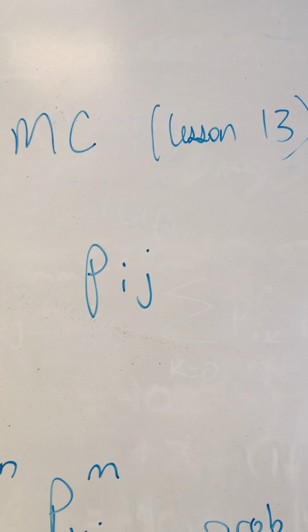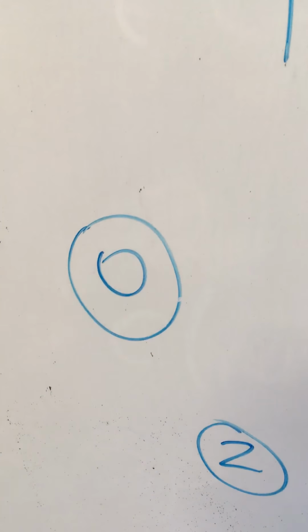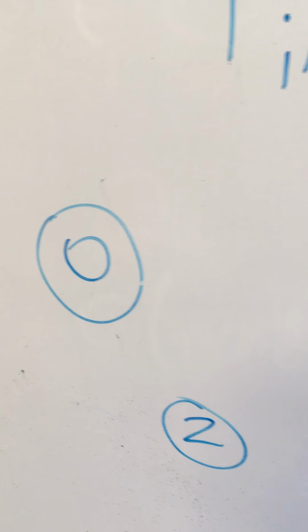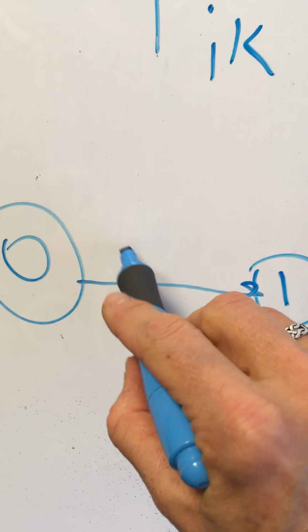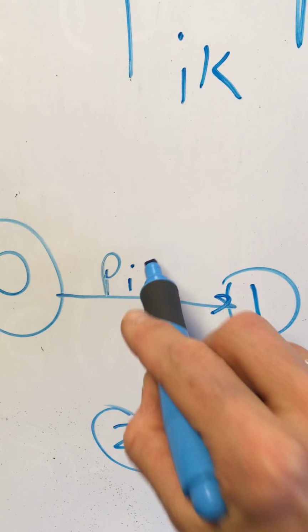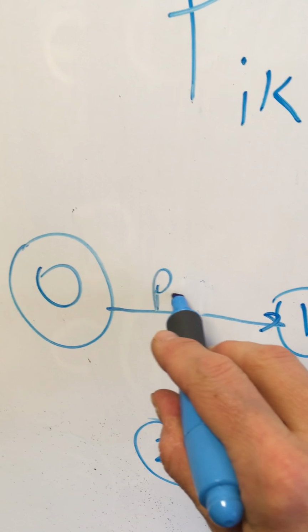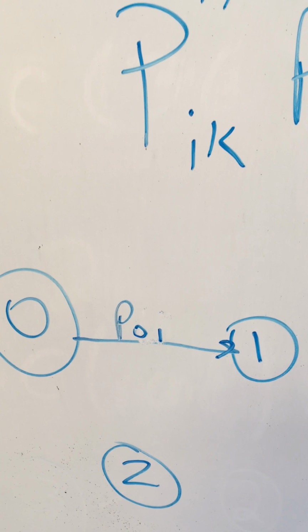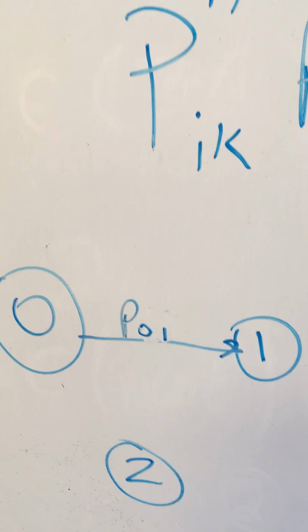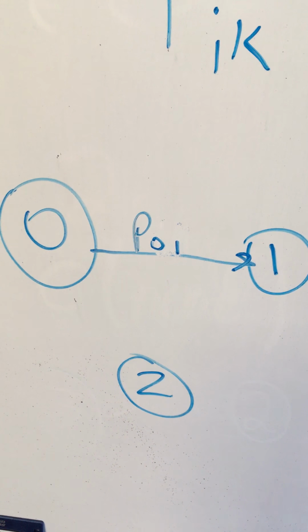Well, let's say we start in some state, let's call it 0, and we want to know the probability of transitioning to state 1. To get from 0 to 1, we have some transition probability, Pij, which in this case is the probability of going from 0 to 1 in one time step. Now, let's say we want to know the probability that we go from 0 to 1 in 2 time steps.